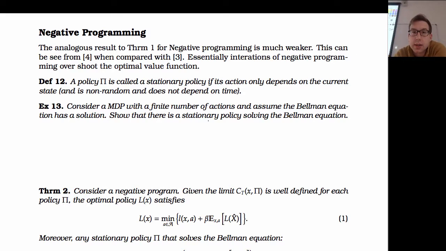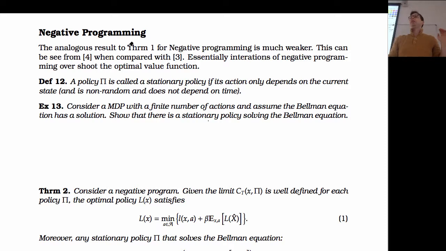Here we see an analogous result to theorem 1 that we just proved for positive programming, but for negative programming, and it's certainly a weaker result. It's not as strong a statement as we can make for positive programming. Essentially the reason it happens is that original exercise that I showed you, which I think was exercise 4, that negative programming increases and then overshoots the optimal value. We need to bring it back down again.